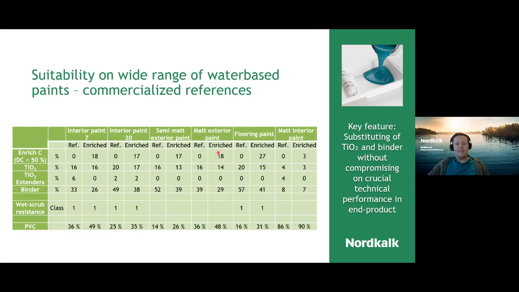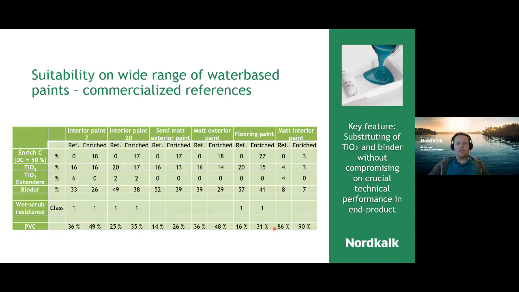Then matte exterior paint, the same story here. Then flooring paint. We also know that there are wood oils for exterior terraces and so on. So some of these are just examples that can also be used in applications where more durability is needed from the product.